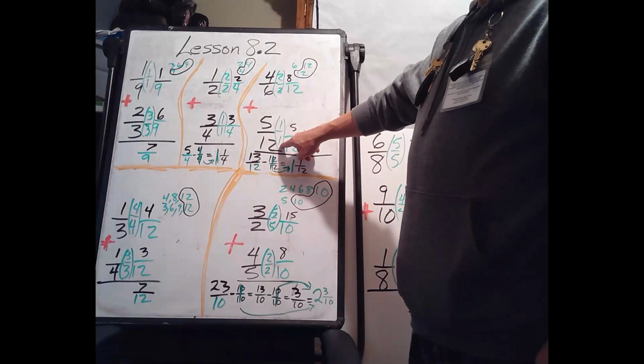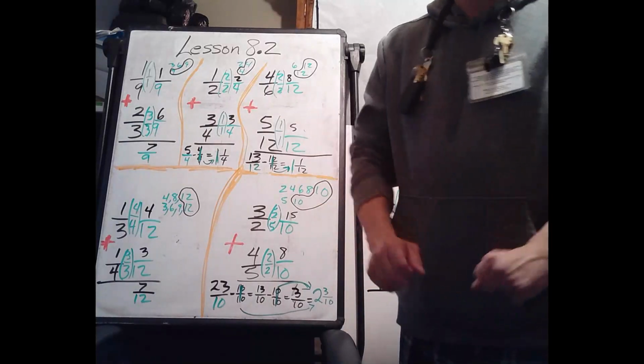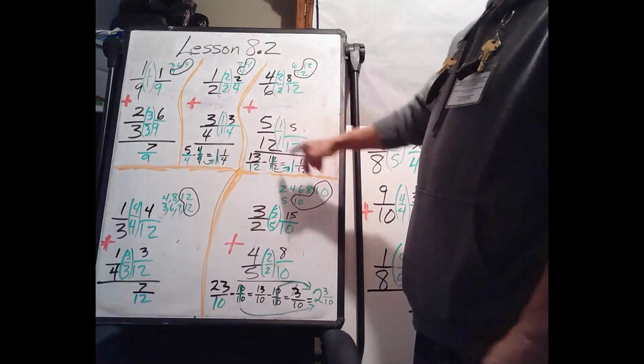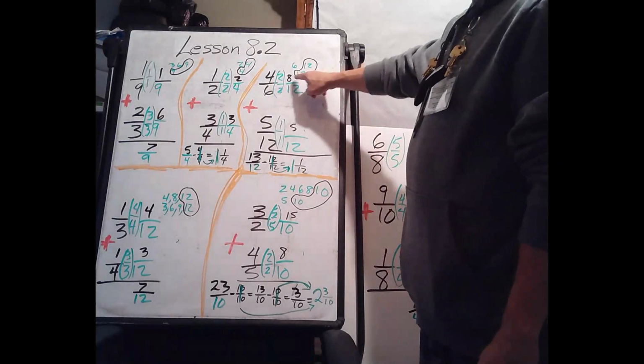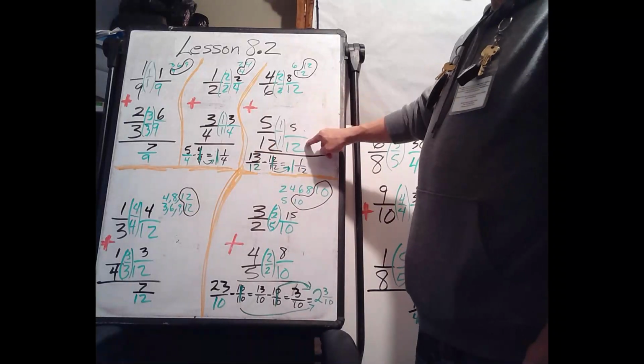Got a 1 on bottom, need a 1 on top. Don't forget your parentheses. Parentheses tell me to what? Multiply. So 5 times 1 is 5. 12 times 1 is 12. Hey, let's take a look. 8 plus 5 is what? 13. 13 over, is my 12 changed?